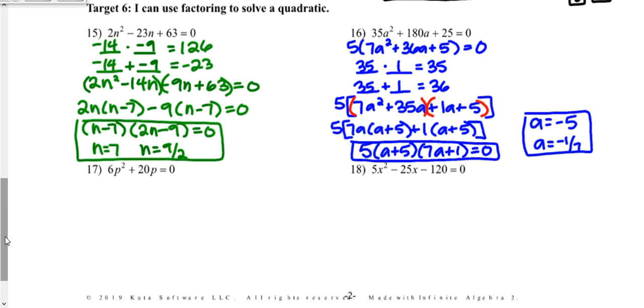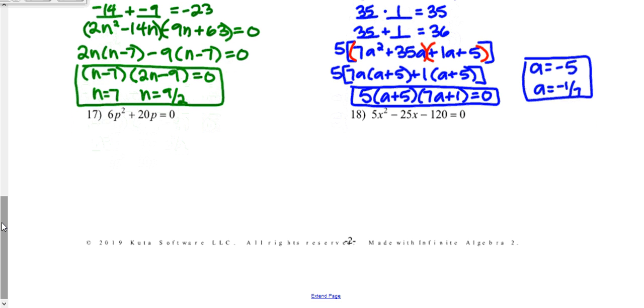Okay. Looking at number 17, this is actually a special case of factoring because there is no c term. So start the same way we always do. Look for your common factor. So our common factor here is 2p. And then that would leave us with 3p plus 10. And this is actually the factored form.